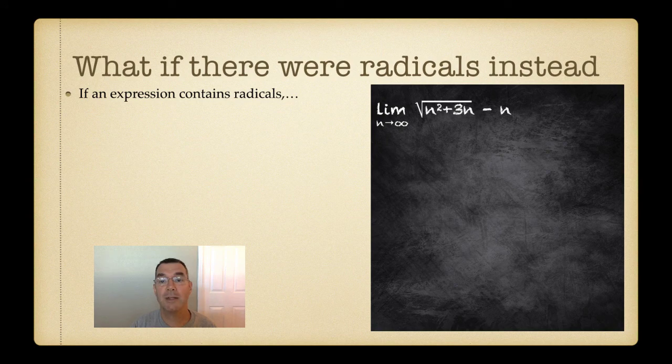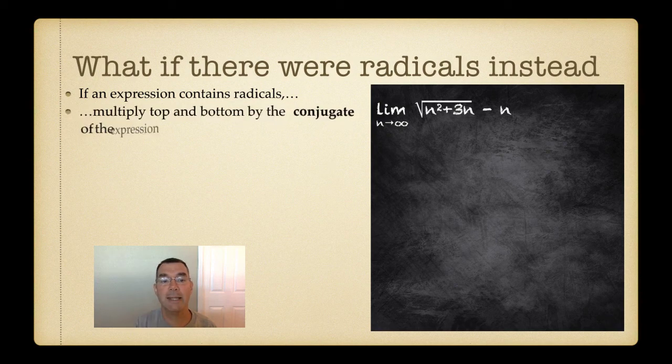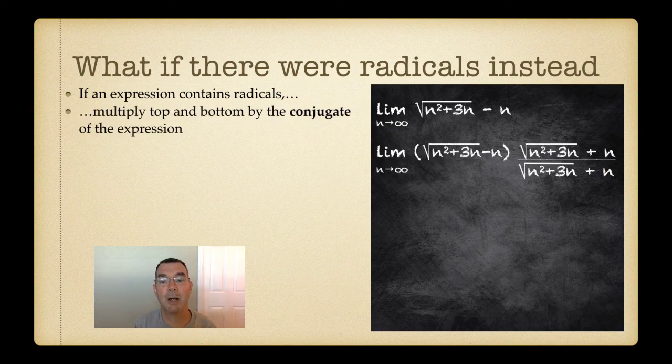So now there's another case that we need to talk about in this lesson. If an expression has radicals, instead of being just an expression that has a polynomial on top and a polynomial on the bottom, what if it has radicals instead? Well, one thing I can do is multiply top and bottom by the conjugate of this expression. So in this case, instead of that root minus n, I'm going to multiply top and bottom by that root plus n. And that's like multiplying by 1, so it's okay.